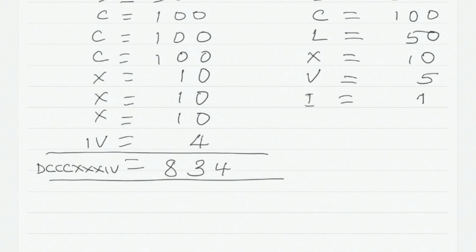D stands for 500, then 100, 100, 100, 10, 10, 10, and 4. So you just get these numbers the way they appear there. Okay? Then you add 0 plus 4, that is 4. 0 plus 1, that is 1, plus 1, that is 2, plus 1, that is 3. Then 5 plus 1, that is 6, plus 1, that is 7, plus 1, that is 834. It will give us the same answer.